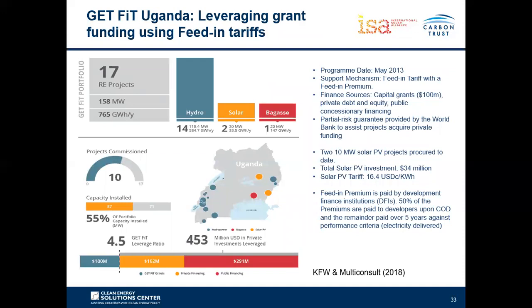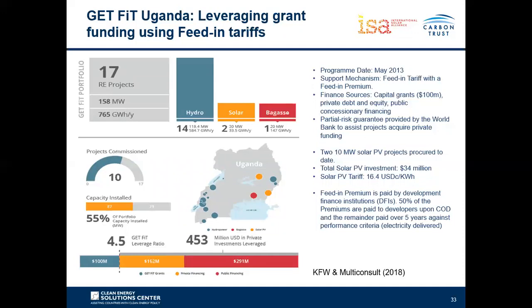The FIT Uganda is an example of utility scale solar PV projects that were procured using feed-in tariffs and feed-in premiums, and that used grant funding to leverage private and other sources of funding. So we can see here there was $100 million in original grant funding from development finance institutions, which was then used to get the projects underway and get the projects bankable, and saw further down the line public and private finance being unlocked to the value of 4.5 times the size of the initial grant funding.